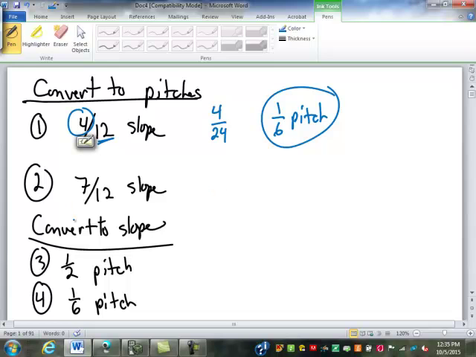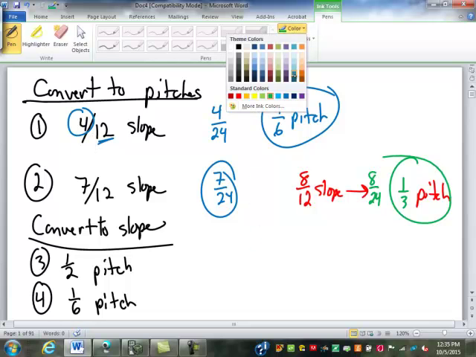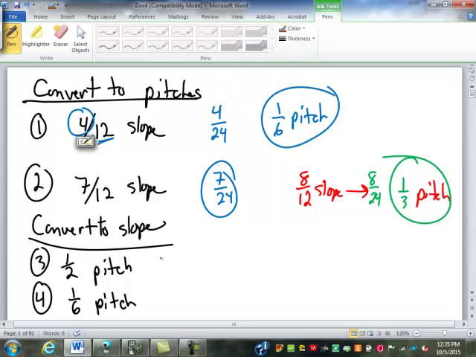So what do you get for this other one? 7 over 24. There's nothing you can do with that one. So what if it were an 8/12 slope? Convert that into a pitch for me quick. So this is 8 over 24. That reduces to a 1/3 pitch. Very good. So down bottom here. Any questions on going from slope to pitch?